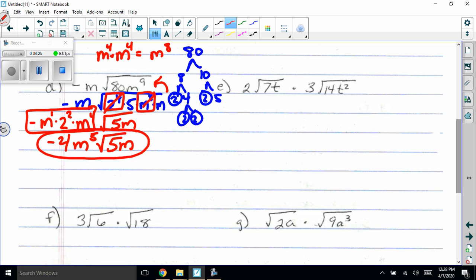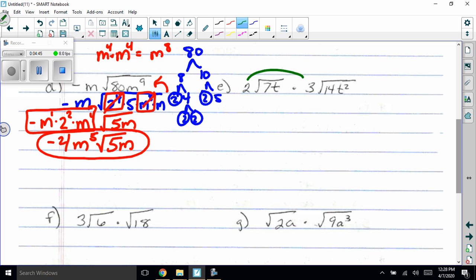Hopefully that makes sense. Again, we've already done this before with some easier ones, and we're getting into some harder ones here. We'll go ahead and do E also, because E is a little bit of a trickier one: 2 radical 7t times 3 radical 17t squared. Okay, so first, let's go ahead and do this.